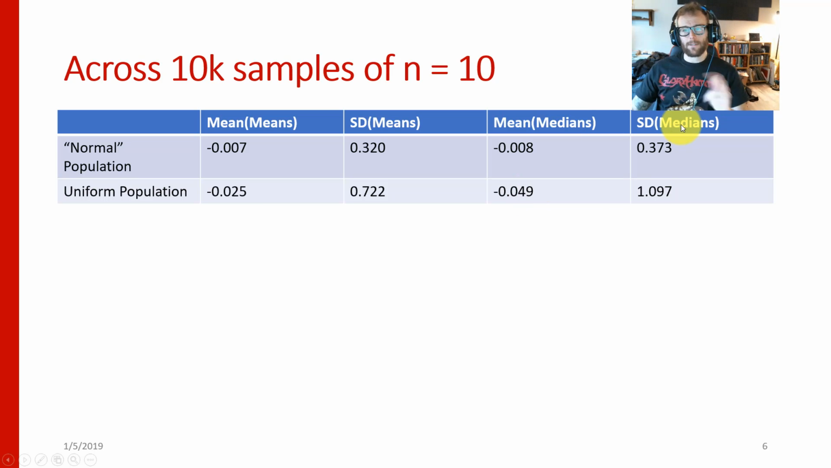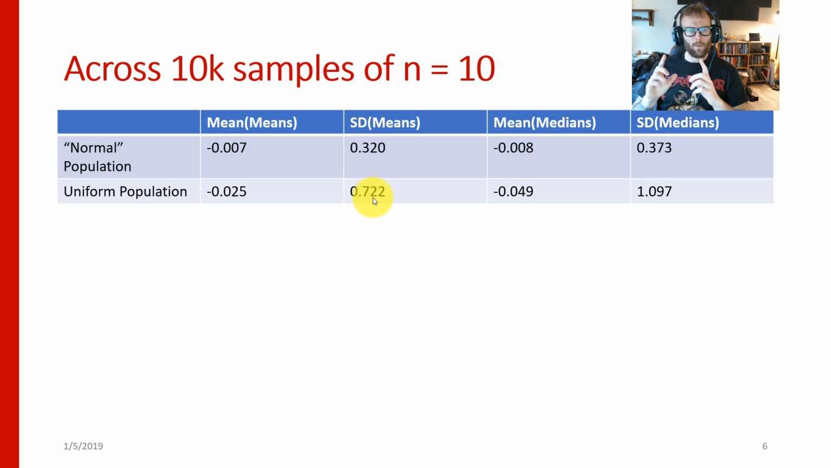Now, if I took the standard deviation of the medians, though, you could see that here this is 0.37. So when we're sampling from the normal population, the distribution of medians is a little bit wider than the distribution of sample means. And now if we look at sampling from the uniform population, again, it's unbiased, but if we look at the spread in those sample medians, it's quite a bit wider than the distribution of sample means.